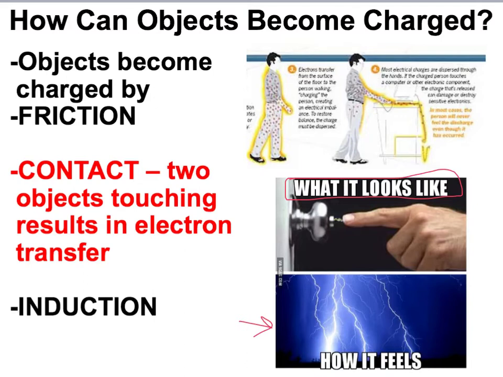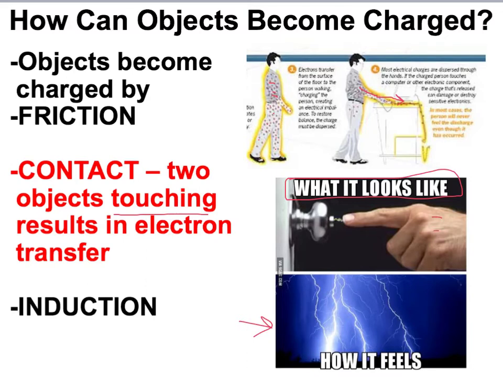So this is an example of objects becoming charged by contact. Contact is just what it sounds like: when two objects touch each other. This isn't rubbing like friction, but just touching. After you get charged up by the carpet, when you touch something that's metal or something that's grounded, all of your negative charges go into that object.